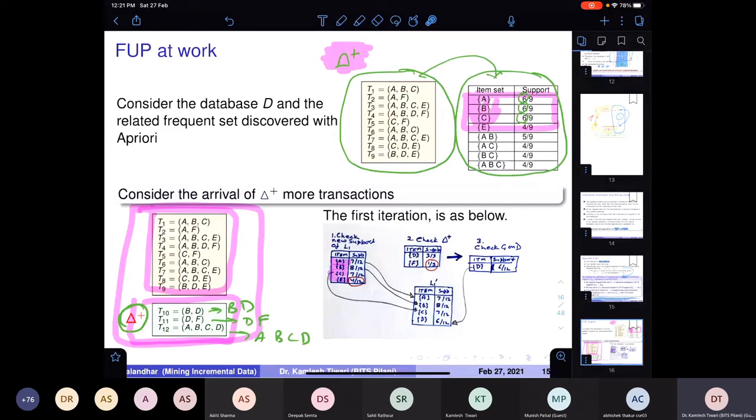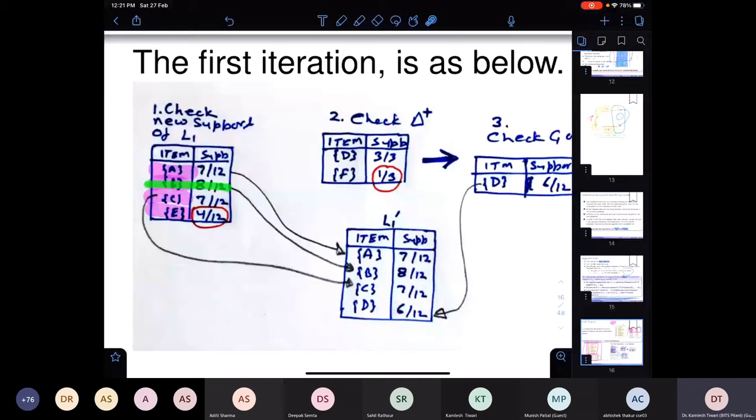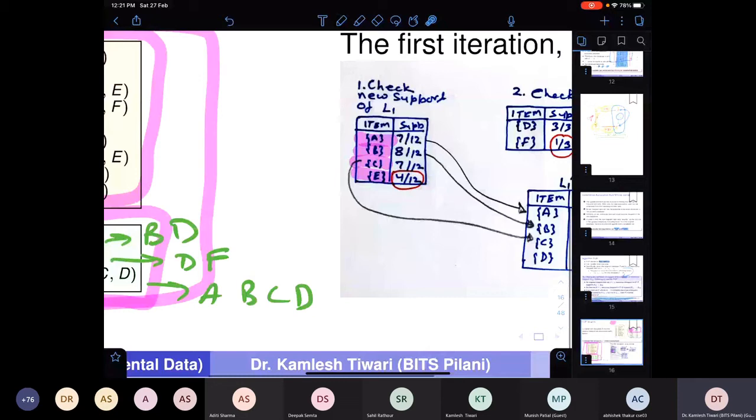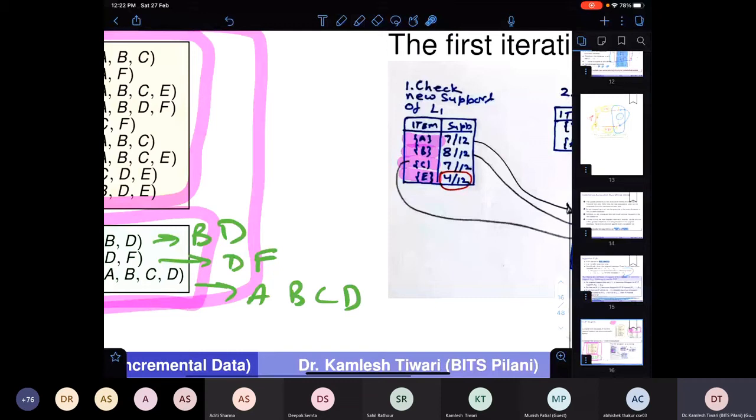Okay, it becomes 8 by 12. Okay, the value is 8 by 12. Again, similarly, see the other values. For the support for A, it is increased by 1, so it becomes 12. Initial support was 6, so it becomes 7.